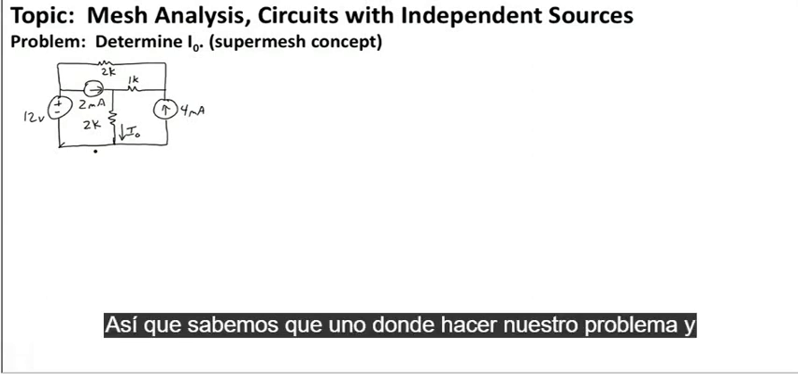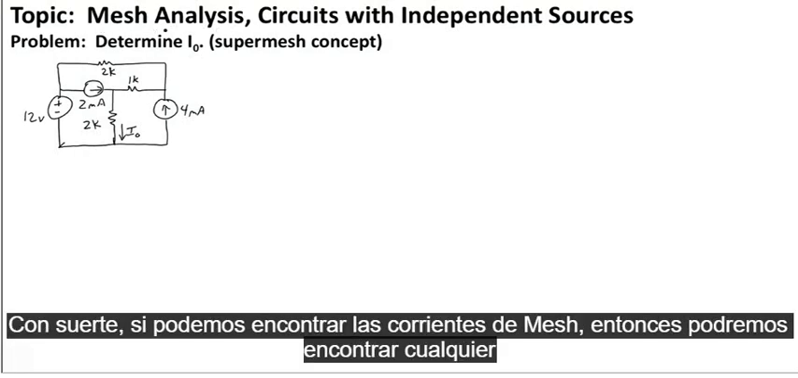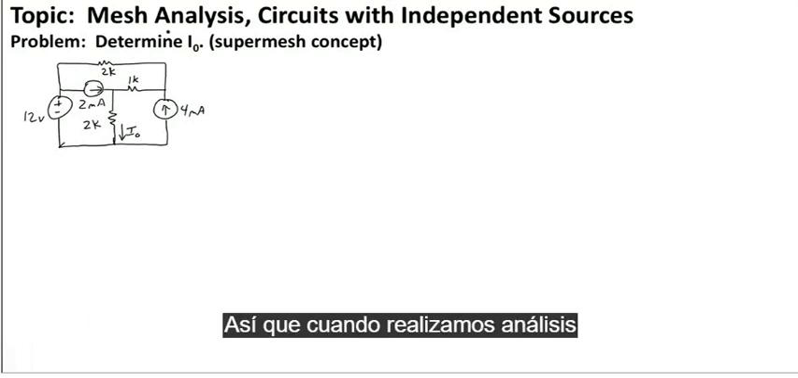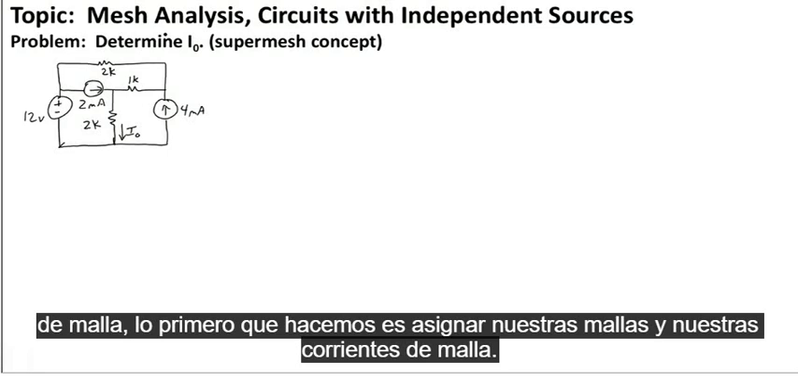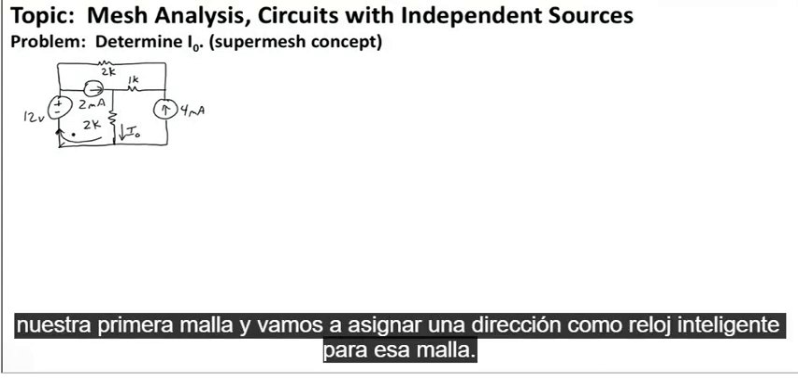So we know that when we're solving a problem using mesh analysis, we're looking for the mesh currents. Ultimately, if we can find the mesh currents, then we're able to find any other important quantity that we're interested in in our circuit. So when we're performing mesh analysis, the first thing we do is assign our meshes and our mesh currents. We're going to start with the lower left-hand corner, and we're going to assign our first mesh, with a direction of clockwise for that mesh.